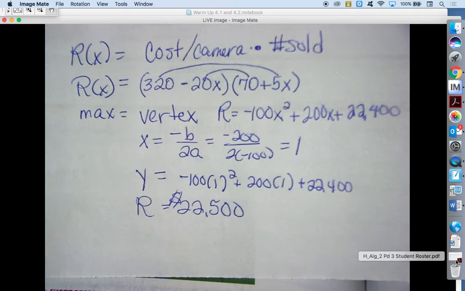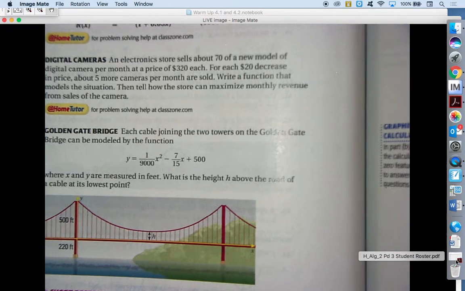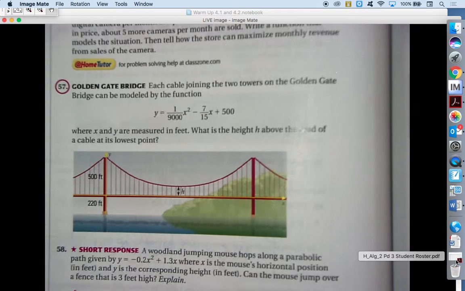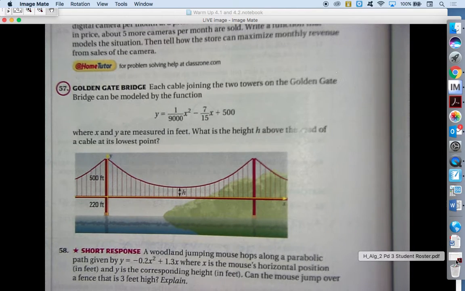Other questions? So the other problem that I wanted to go over was the Golden Gate Bridge problem. Anybody travel over the Golden Gate Bridge in San Francisco? So huge bridge. And this is just a little snapshot of what the bridge looks like.